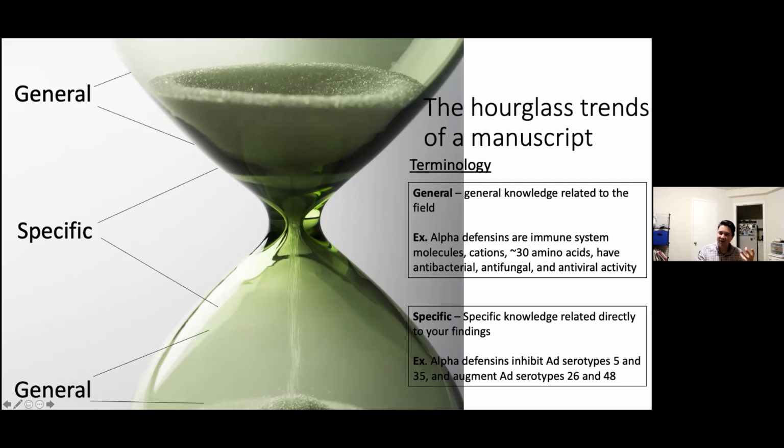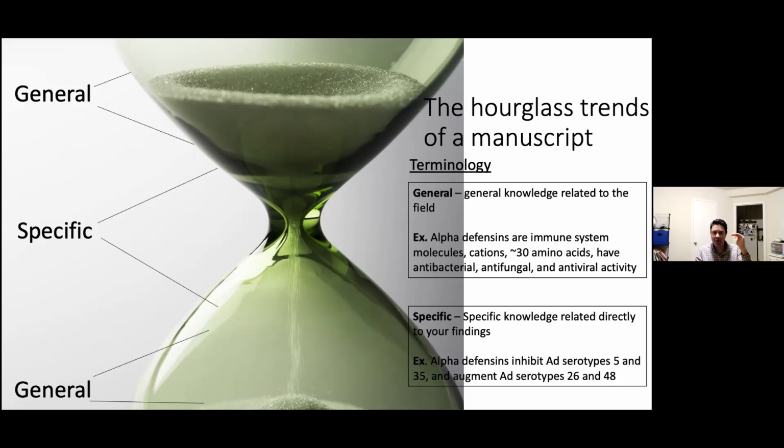This is sort of what came from that first paragraph in the introduction, which I mentioned before, right? So this type of information would obviously start up here in that more general section, whereas a specific section is something that's directly related to your findings or your findings themselves. And that is alpha defensins. They inhibit some adenoviruses, and they also enhance other adenoviruses. And that's data that was empirically determined, and it came from this manuscript.